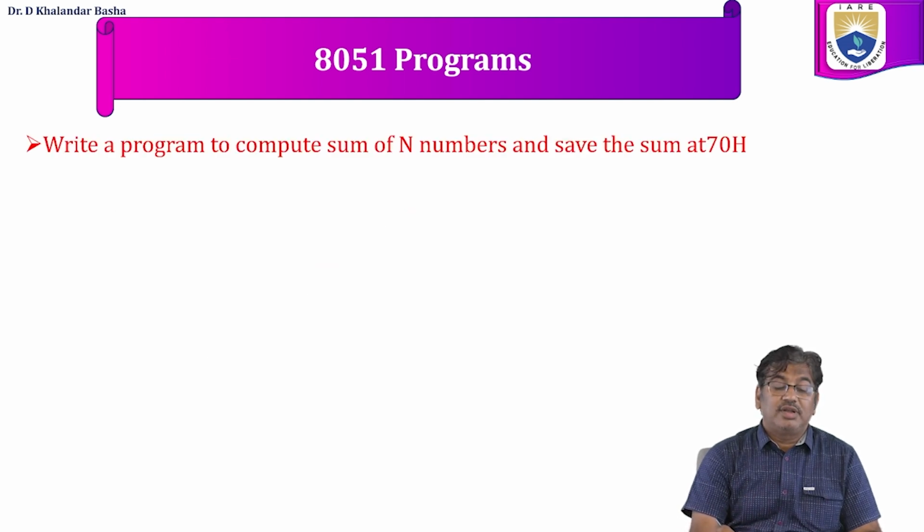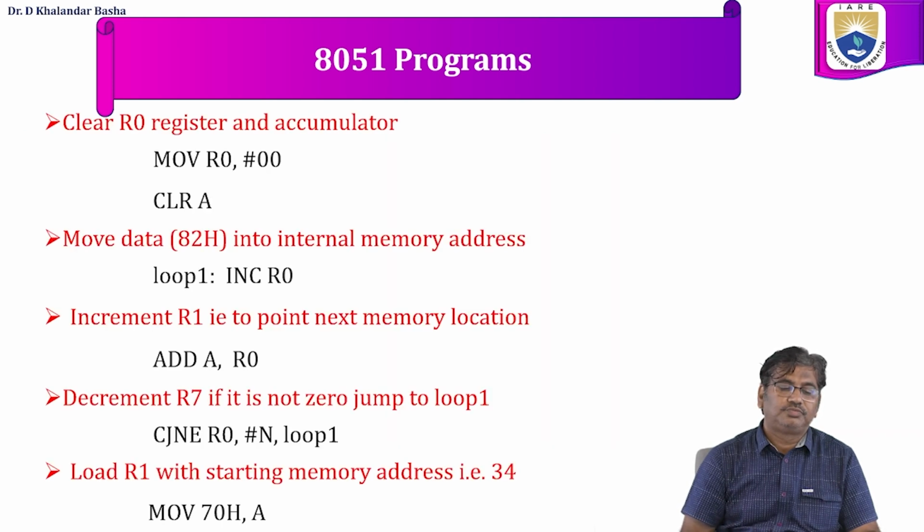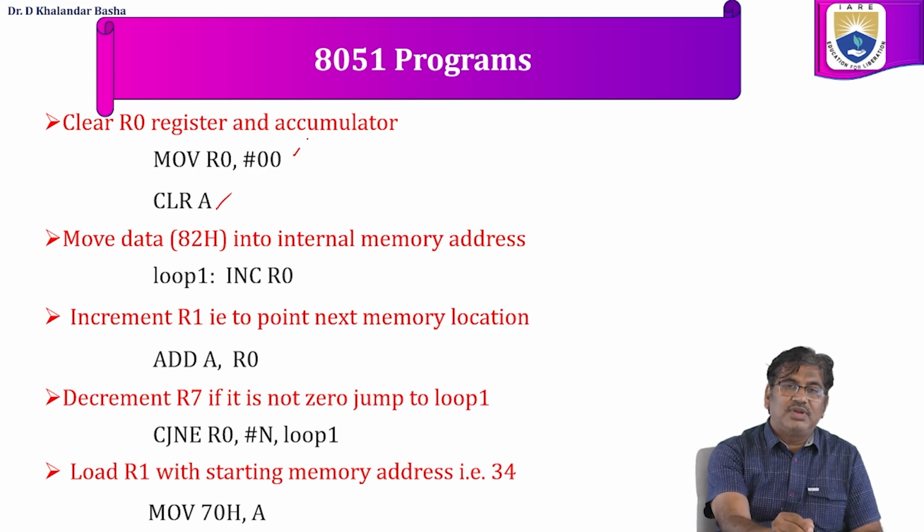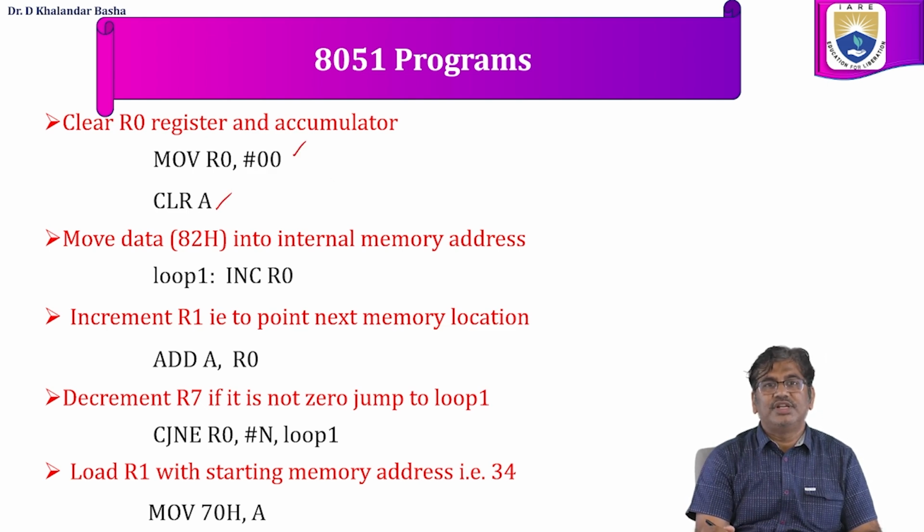The next program is: write a program to compute the sum of n numbers and save the sum at 70H. So we will give a value n. We are going to add all the numbers, and the sum is loaded to 70H. First we clear the accumulator as well as the R0 register. For that we use the instruction MOV R0, #00 and CLR A.